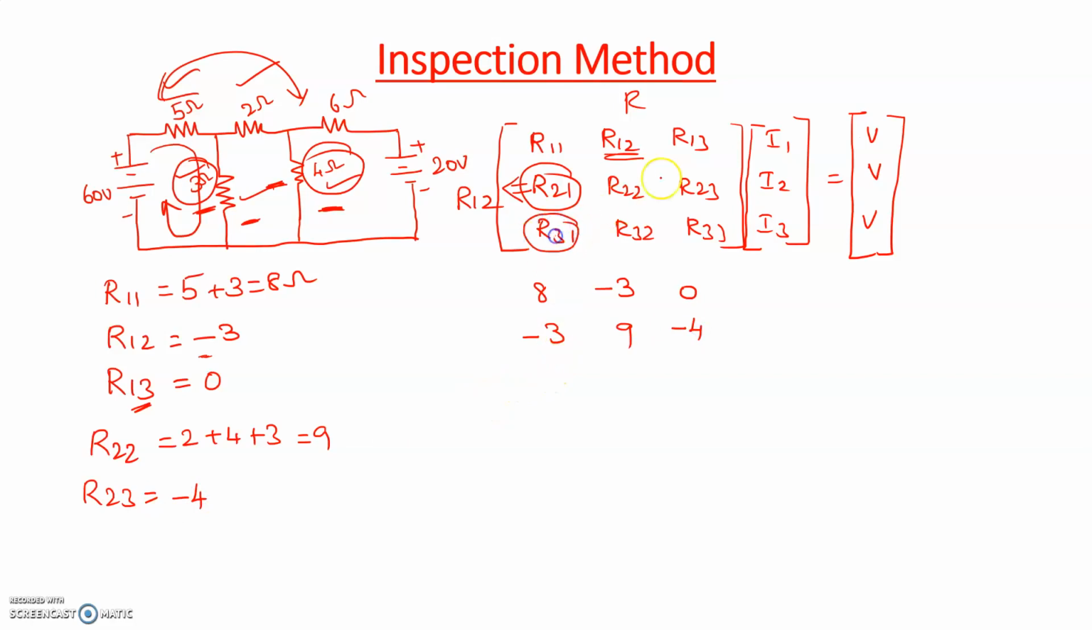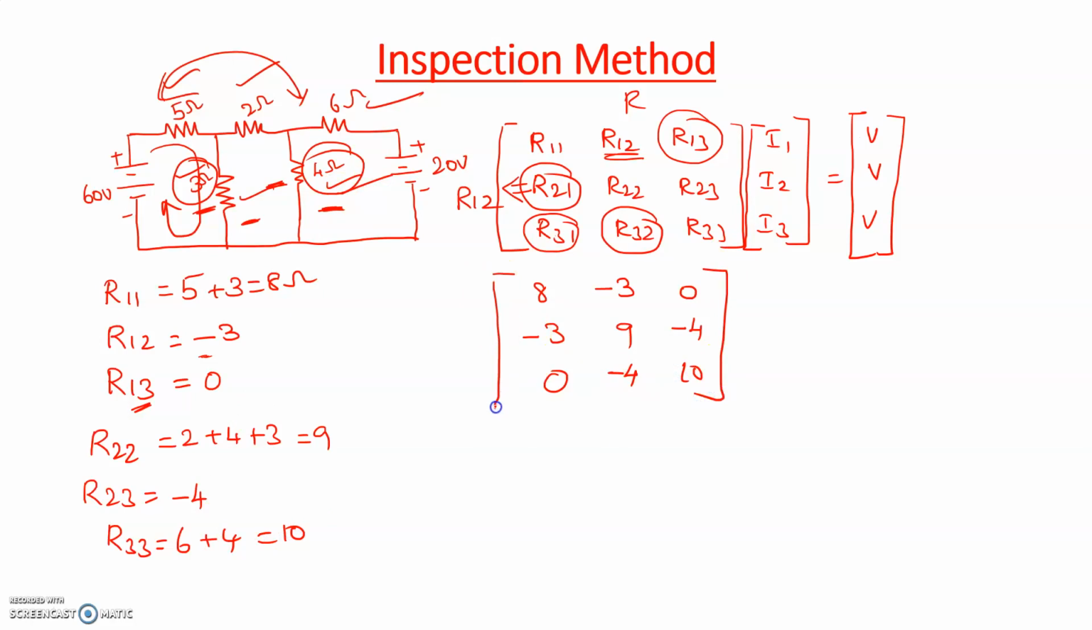Then R31 is equal to R13, so this is 0. R32 is equal to R23, which is minus 4. Then R33 is the summation of the individual resistances present in the third loop, which is 6 ohm plus 4 ohm, equal to 10 ohm.